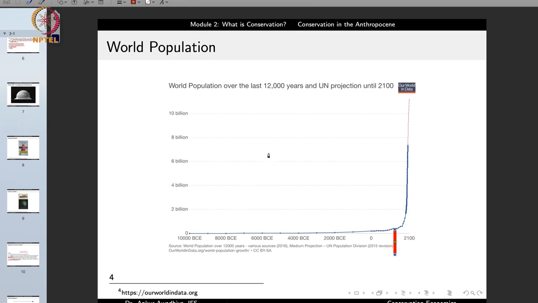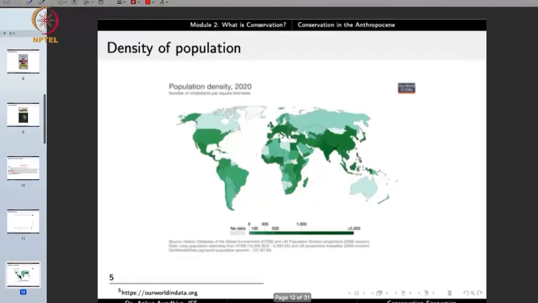So the P component of I is equal to P into A into T has been increasing, and the rate of increase has also been increasing. So it is now an exponential increase in population. If you look at the density of populations, there are a number of areas where the human population density is very large. In those areas where we have a large human population, the impact of humans will be large.